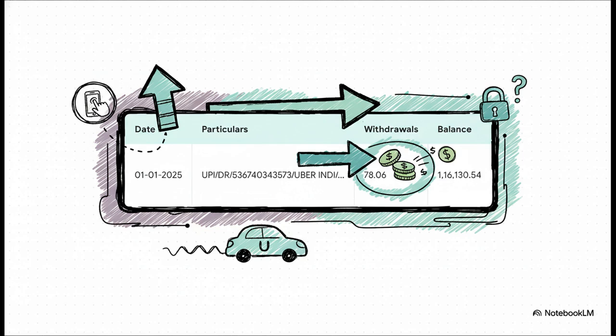See this? The transaction is marked UPI/DR, and you can see that 78.06 is listed right there in the withdrawals column for a payment to Uber. One click, money's out. Easy.